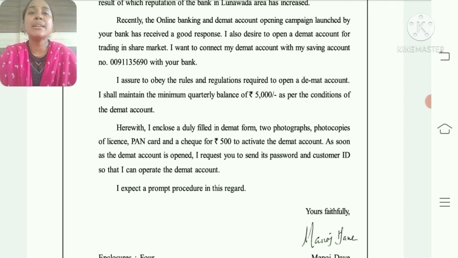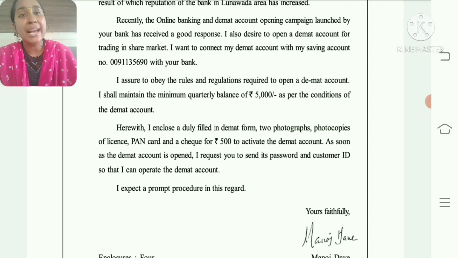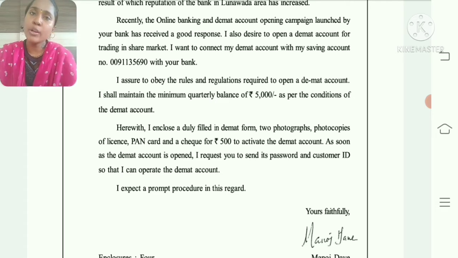In the same manner, Manoj B. is aware of the banking facilities because he has been using them for the last 6 years. So he is telling that he is assuring that whatever rules and regulations he has to obey, he will obey that portion.